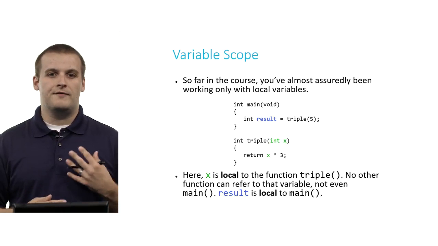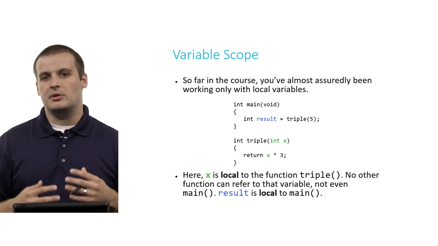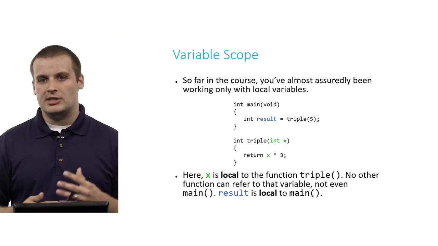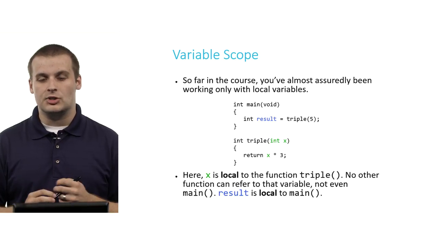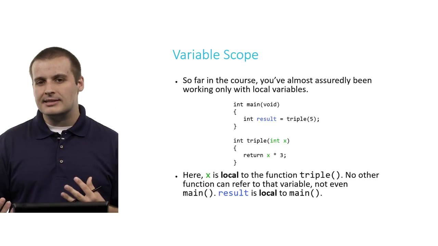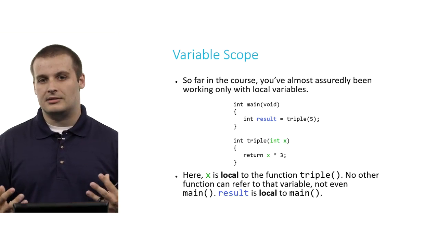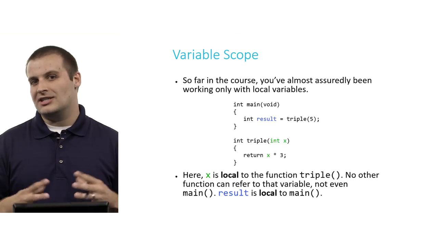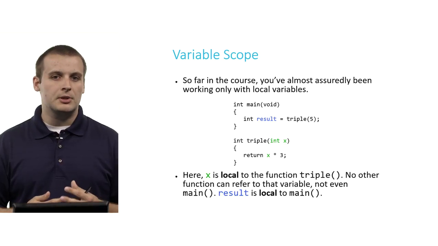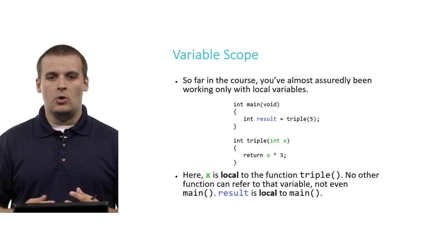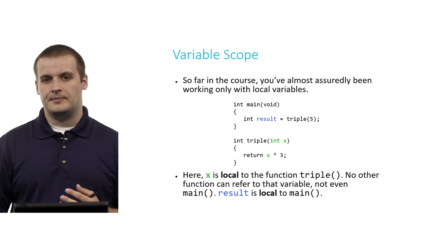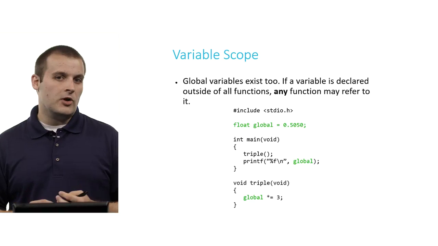Here's an example of a very simple main function and a very simple additional function that we've written. In this case, x, which I've colored green just to highlight the locality or the scope of that variable, is local to the function triple. Main cannot refer to x at all. It doesn't know what it is. No other function, in fact, if we had additional functions in here, could refer to x. Similarly, result, which I've colored blue, is local only to main. Only main knows what the variable result is. Triple cannot use it.